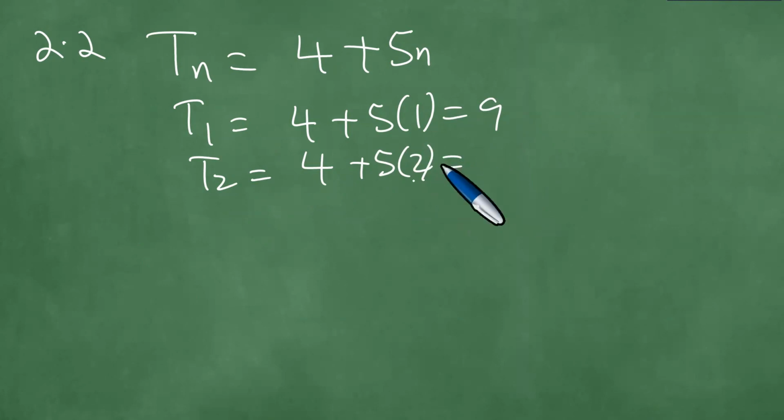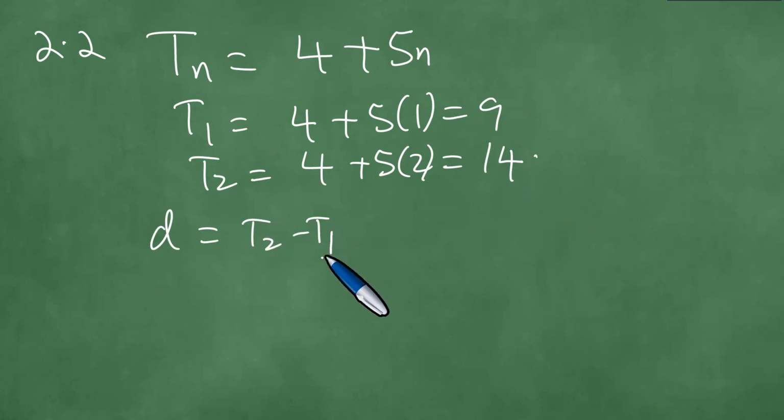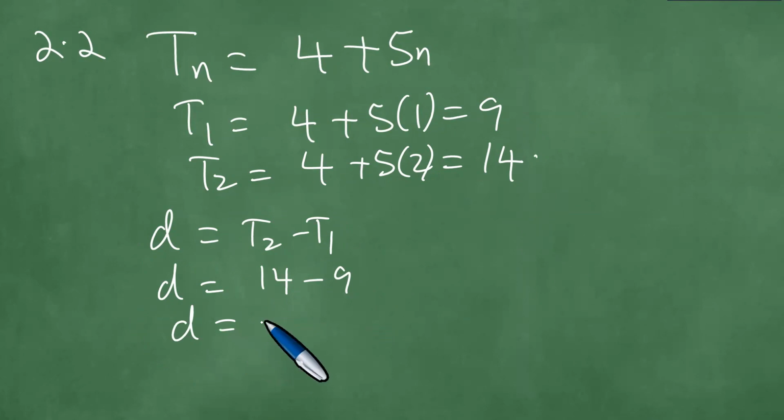Okay, and this one is 10. 10 plus 4 is what? It's 14. So the common difference, we know that is term 2 minus term 1. What is term 2? It is 14. Term 1 is what? It is 9. What is 14 minus 9? 5.